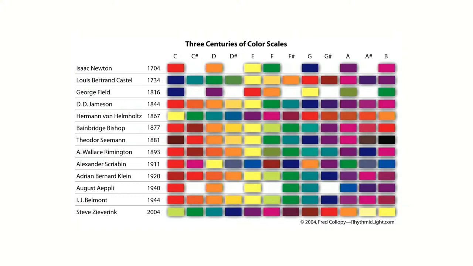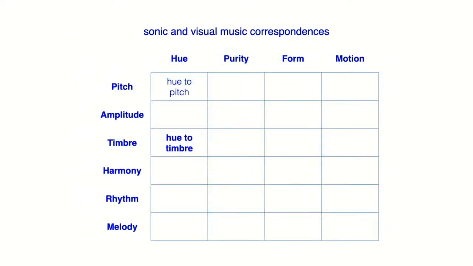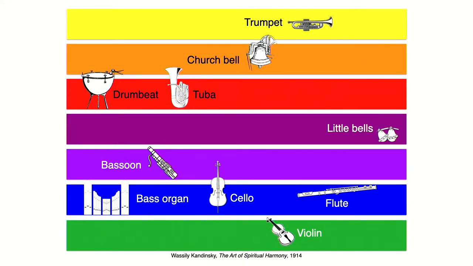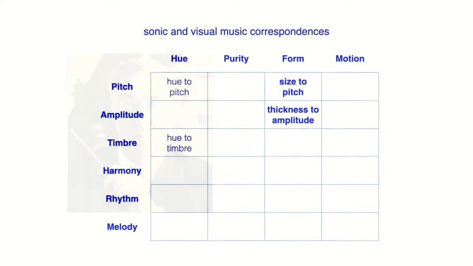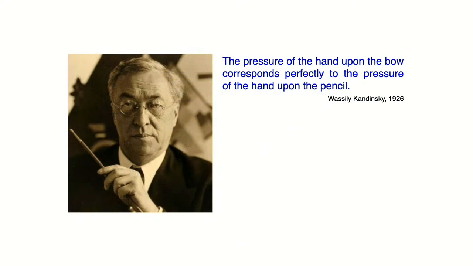A similar idea about hues is that each calls to mind particular musical timbres. Kandinsky has a discursive passage in The Art of Spiritual Harmony in which he describes what he hears from each of the colors. Similar notions have been shared by others, both painters and musicians, though there is little commonality among them. My favorite of Kandinsky's observations on painting and music, though, is his poetic expression of a relationship between the pitch and amplitude of sounds and the size and thickness of visual forms. The pressure of the hand upon the bow corresponds perfectly to the pressure of the hand upon the pencil.